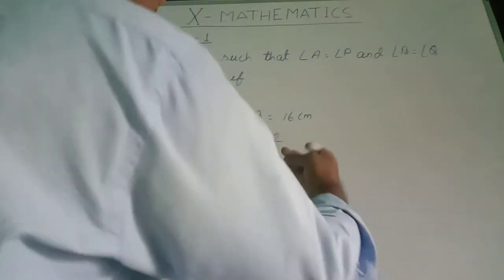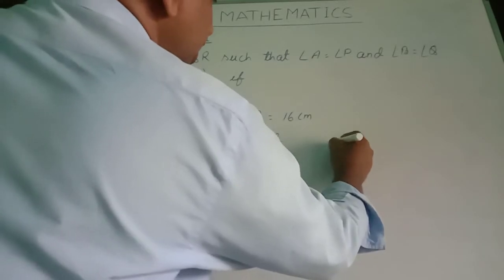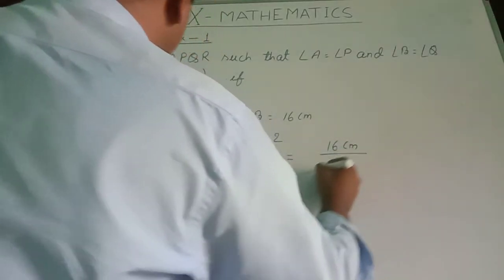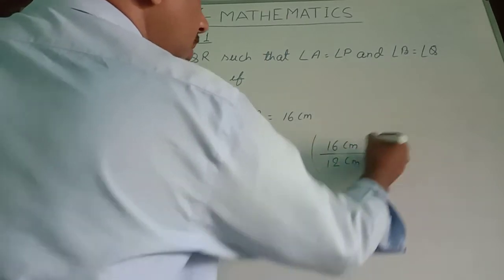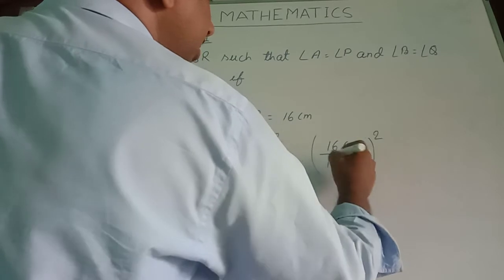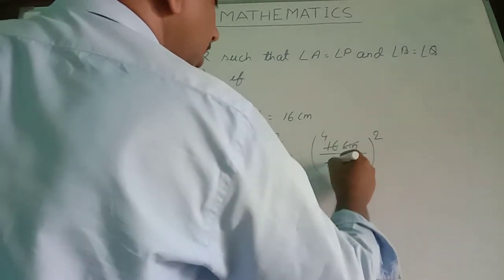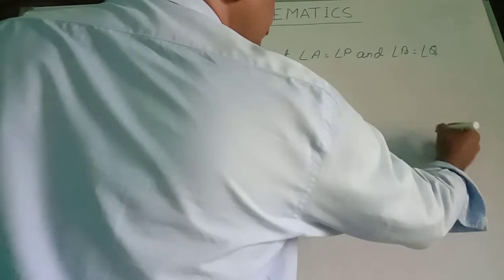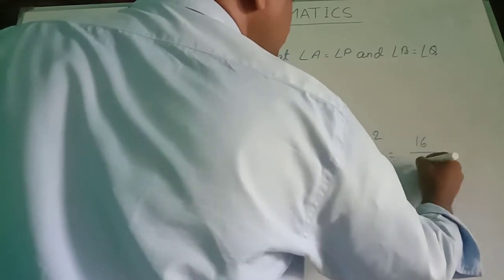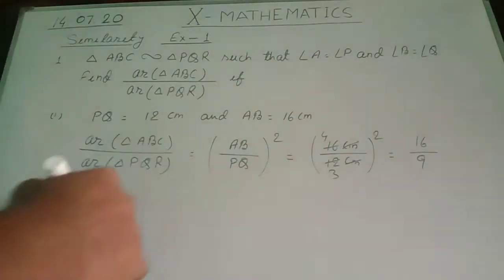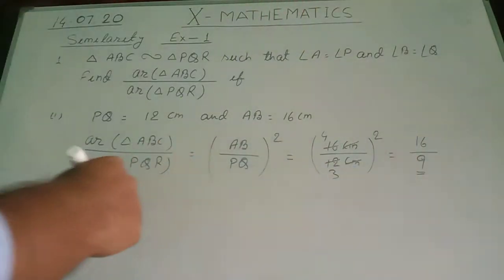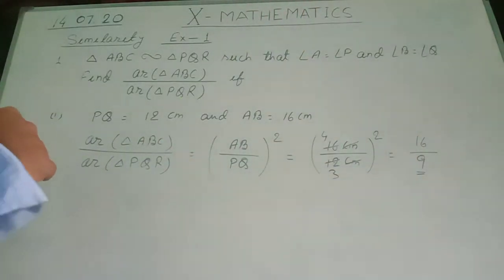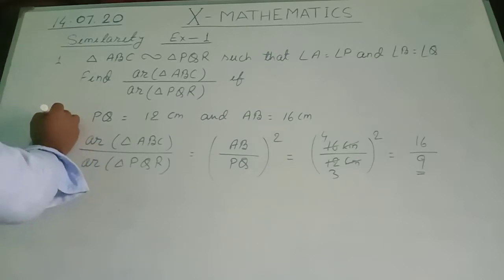Now we put the values. AB is 16 centimeter by PQ is 12 centimeter, this much whole square. Centimeter cancelled. 4 fours are 16, 4 threes are 12. So what are we getting? 4 square is 16, 3 square is 9. So the area of triangle ABC by area of triangle PQR is equal to 16 by 9. This became the answer.